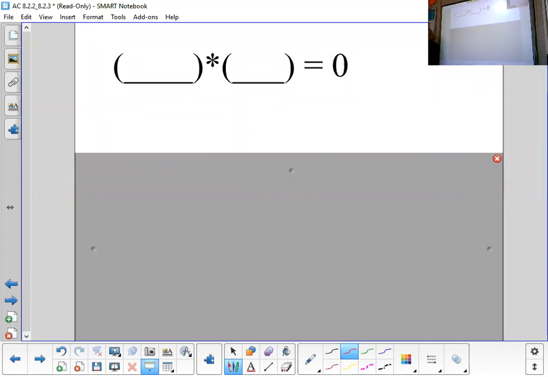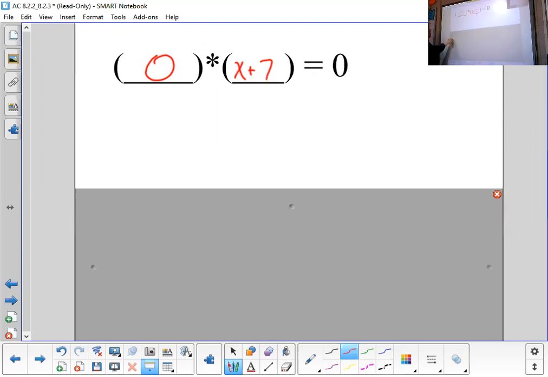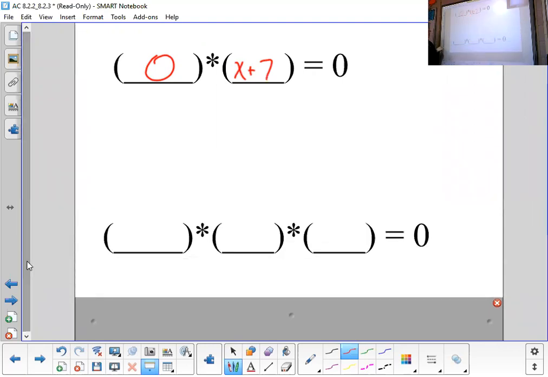Okay, now what if I had something that looked like this? I have something in parentheses times another thing in parentheses and it equals 0. What does one of those parentheses have to be? 0, right? And then it doesn't matter whatever's in the other one. It could be like x plus 7. It doesn't matter as long as one of the parentheses is 0. What if I had 3 sets of parentheses multiplying and they equal 0? Either this one is going to be 0, or that one's going to be 0, or that one's going to be 0.